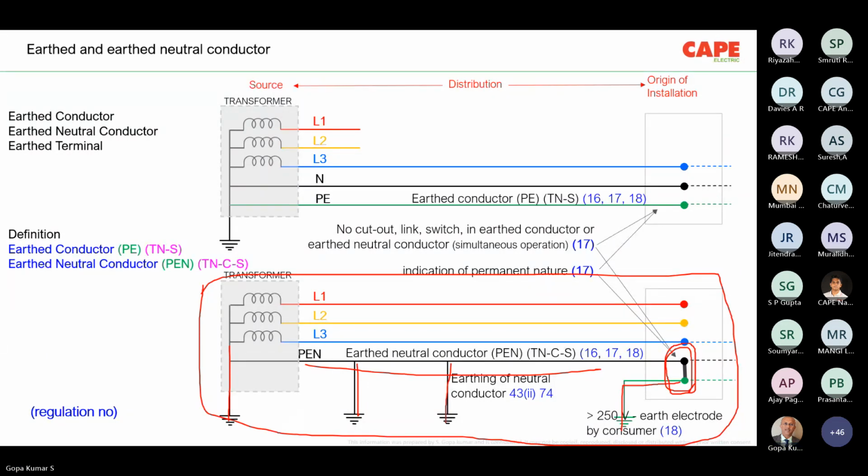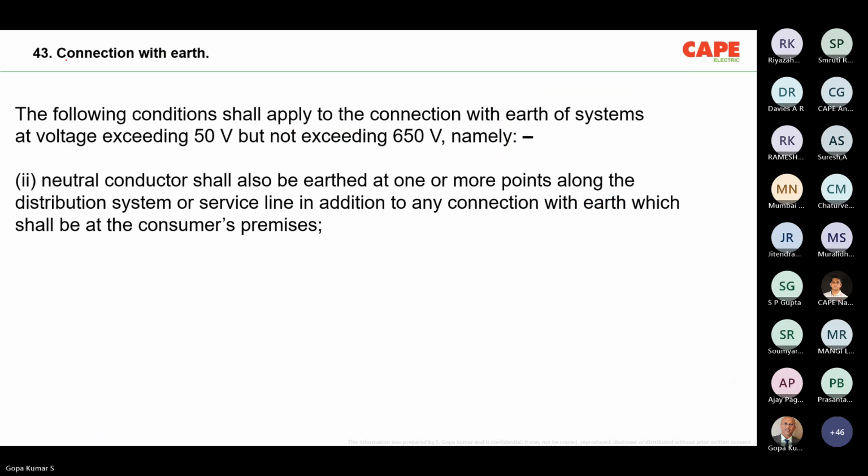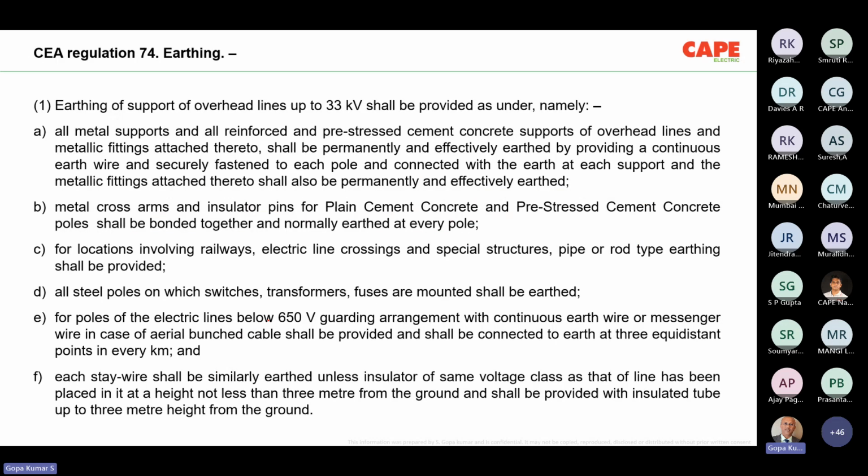Unfortunately, the distribution companies rarely follow this kind of system. For example, regulation number 43 says that the neutral conductor shall also be earthed at one or more points along the distribution system or service line, in addition to the connection. That means on the distribution from the transformer to the consumer premise, the neutral also shall be earthed. Regulation 74 says, for a system up to 33 kV, for example guarding: once the line crosses a railway line or road, there shall be guarding, and there shall be a continuous earth wire connecting all the exposed and extraneous conductive parts back to the neutral of the transformer. All these things are there in the regulation.